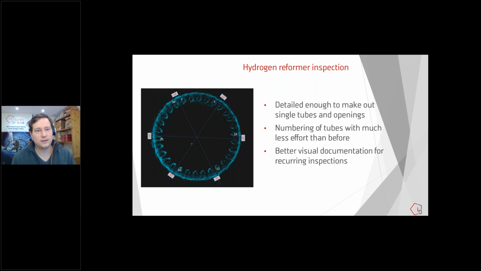You can locate the tubes because you have the 3D information. You can do numbering, so also for repeated inspections, you have a lot more data to get back to a special point of interest and find that again in the next mission. And of course, you have a much better visual documentation. So there's no question regarding, oh, okay, where was that image? And yeah, so it's really great.